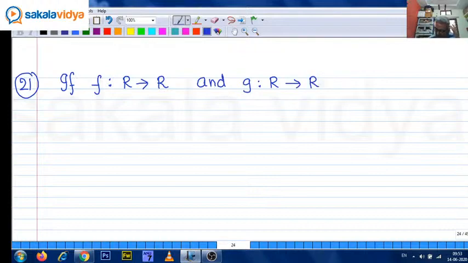See, 3/2 does not belong to the natural numbers, so g circle f does not accept the value of 3/2. It only accepts counting numbers: 1, 2, 3 like that. But 3/2 is a rational number and the domain is not rational numbers. So it cannot be defined. That's all.